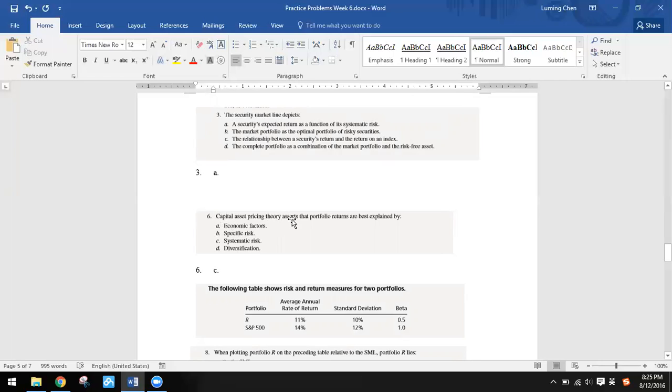Capital asset pricing theory asserts that portfolio returns are best explained by A, economic factors. No. B, specific risk. No. C, systematic risk, which is what you get compensated for in CAPM. So the correct answer is C. If you don't diversify, you will not get compensated for the individual risk that you fail to diversify.